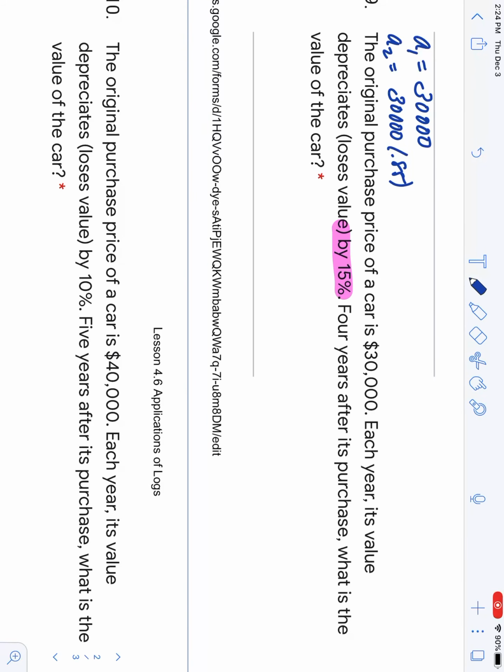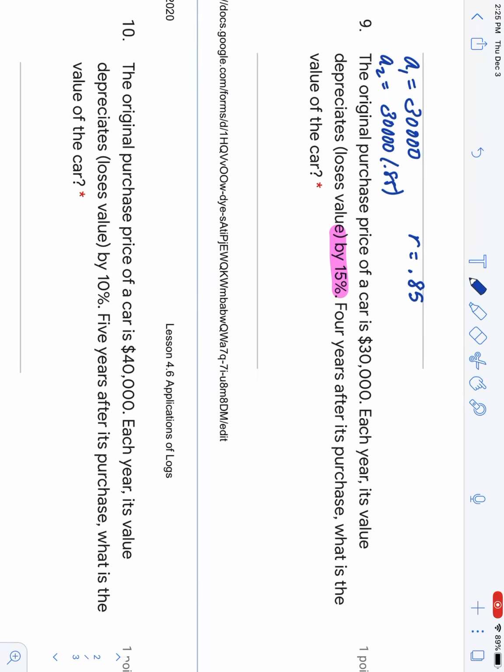Then the following year, it's going to be this amount times another 0.85. And then it's going to be that amount times another 0.85. You get the idea. So our common ratio is 0.85. How do I know it's a common ratio? Because this is a geometric sequence, because we keep multiplying by 0.85.